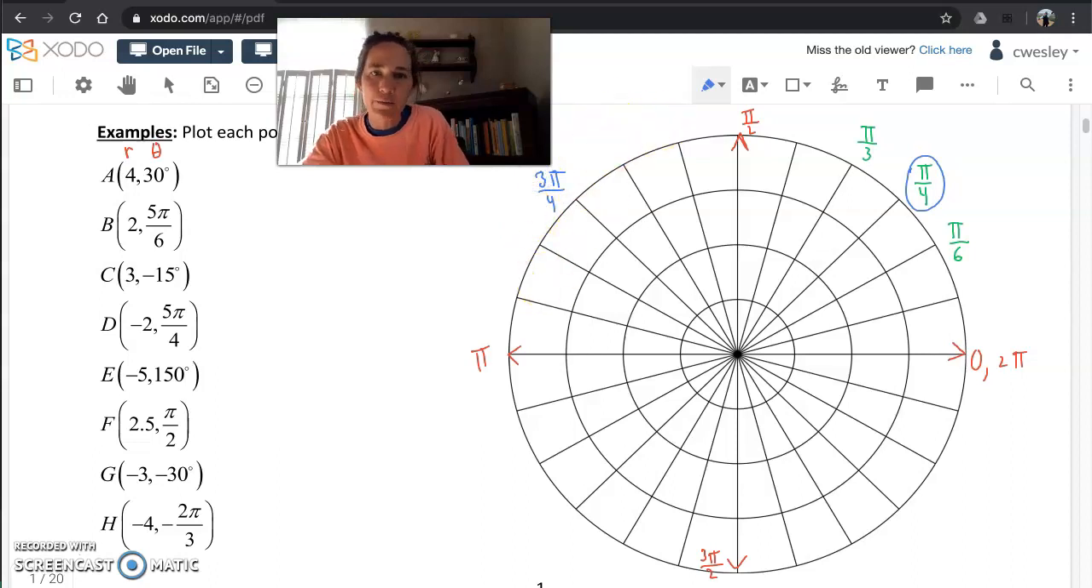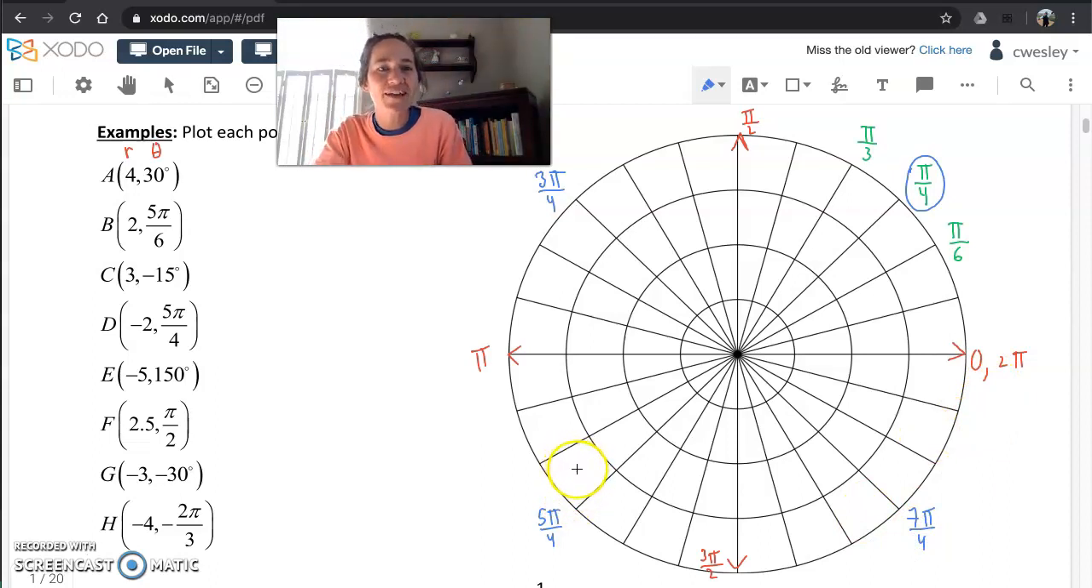I'll leave the rest of the labeling. If we need to do it later, we can. Here's 4 quarters pi, skip a couple lines, 5 pi over 4. Here's 6 pi over 4, that's already labeled, quadrantal, skip a couple lines, 7 pi over 4, and then you're back to 2 pi. All right, I'm dying to graph these things.